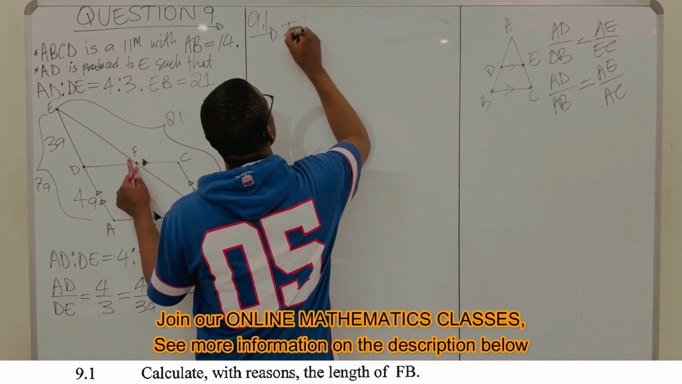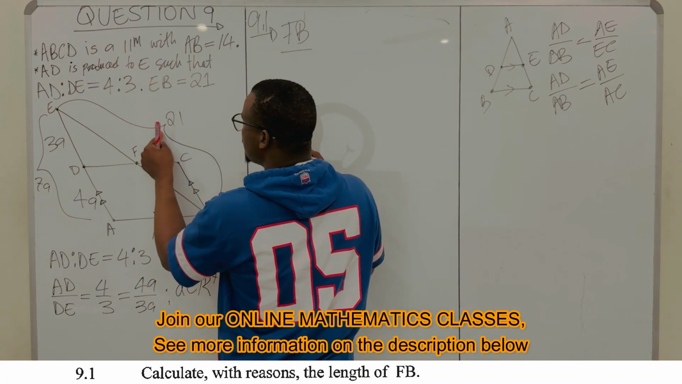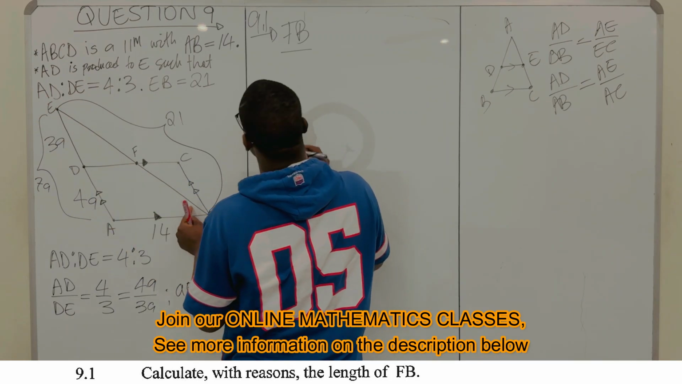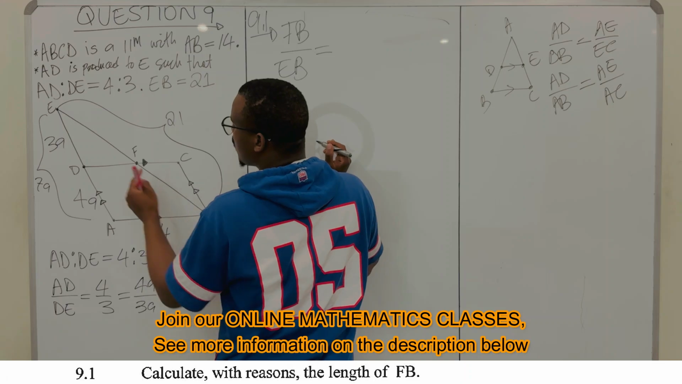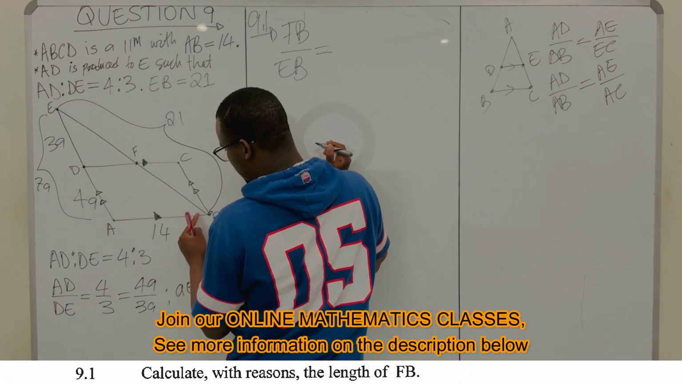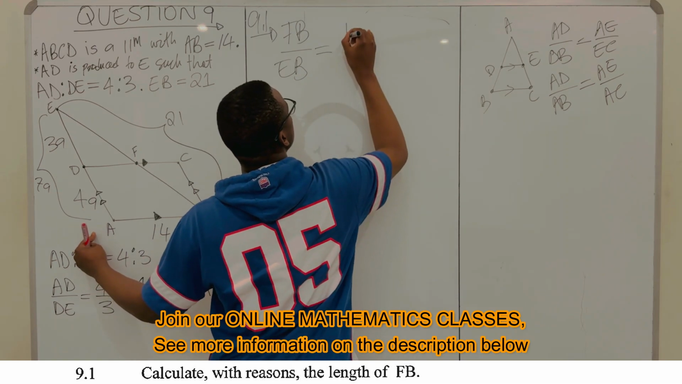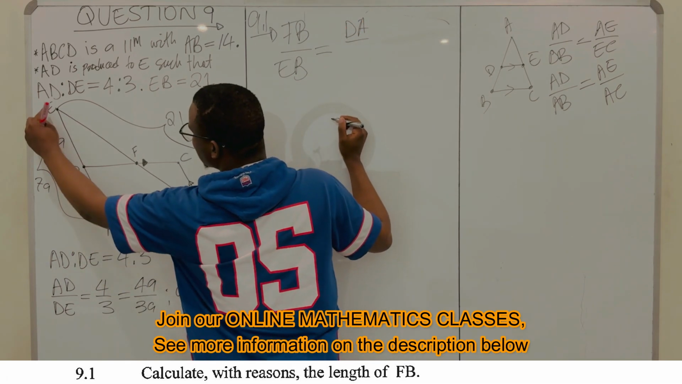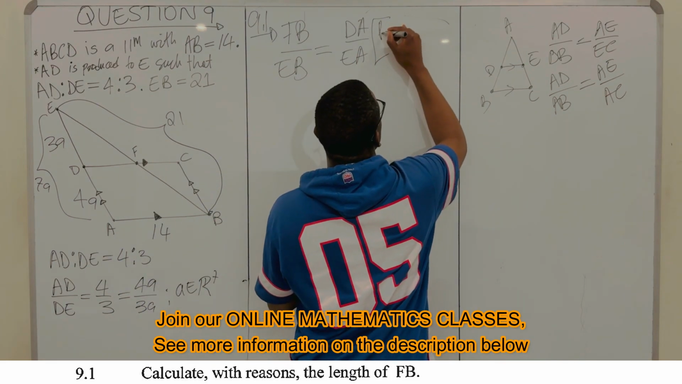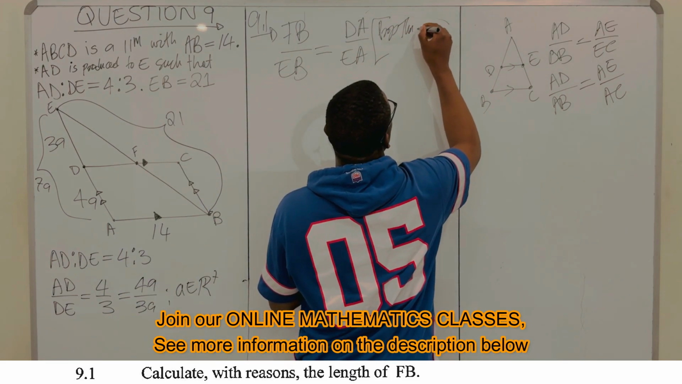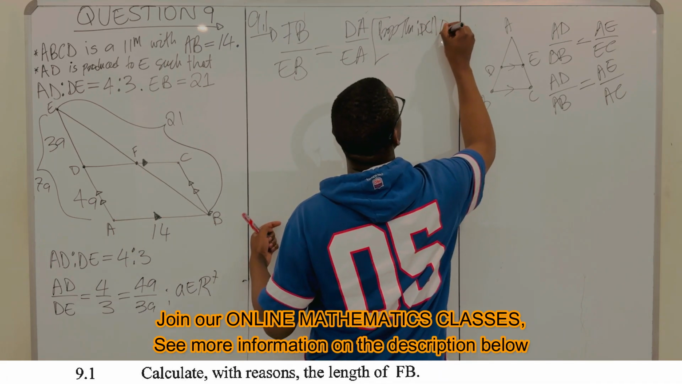So this will be my FB, which is what I'm trying to find. What am I given? I'm given EB, the entire length, EB is 21. So FB over EB is equal to, I took the lower part and divided by the entire thing. On the other side, I have to take the lower part, which is DA, over the entire thing, EA. And then I have to explain that this is the proportionality theorem. Why did we use it? Because DC is parallel to AB.